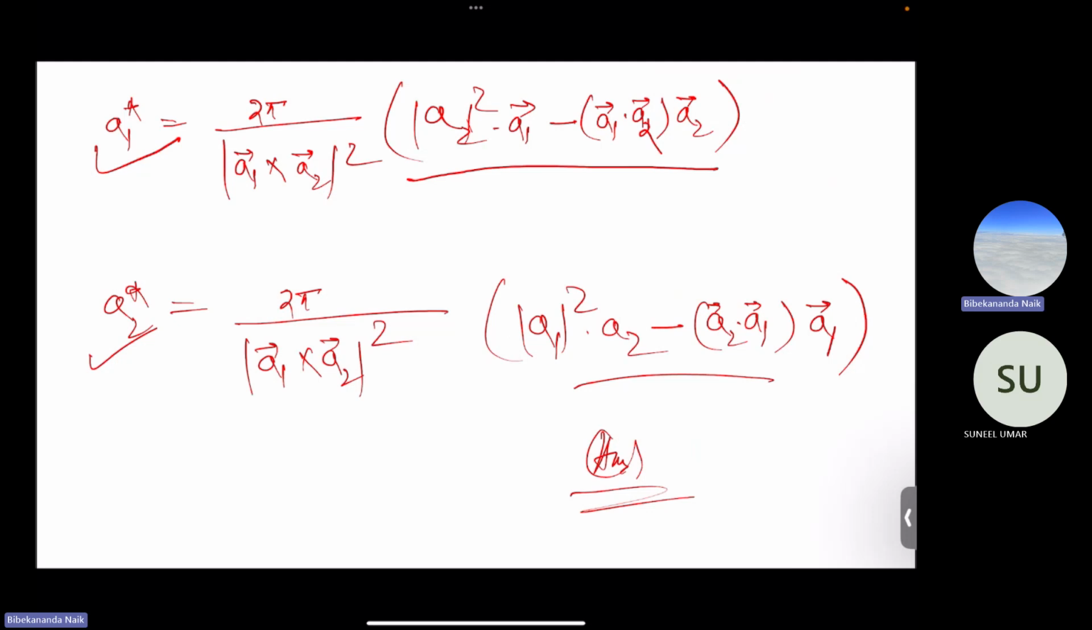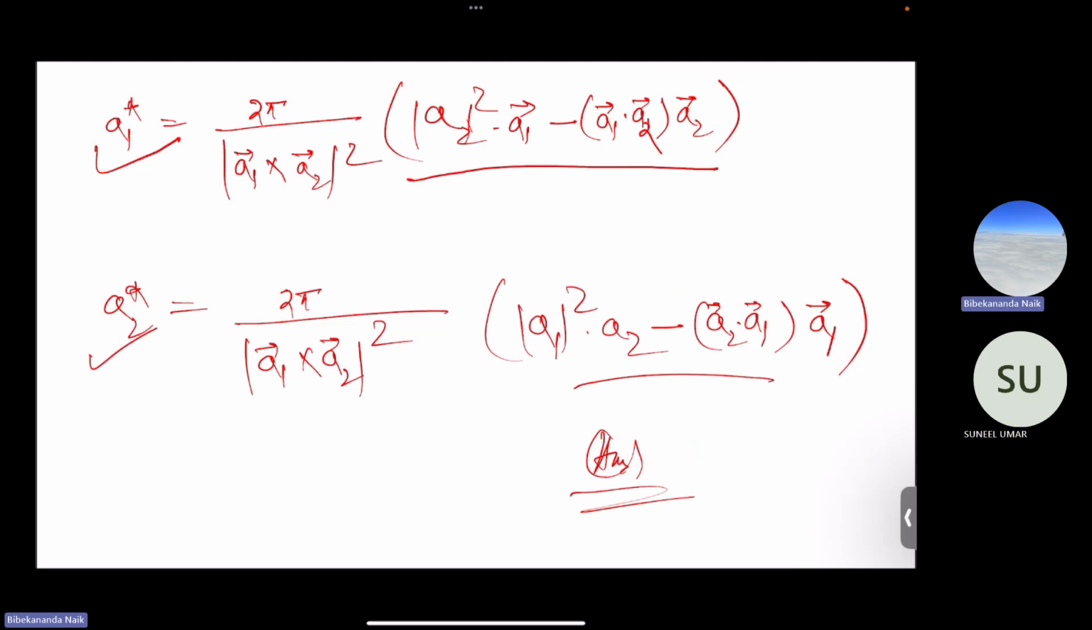So did you calculate? I don't have a calculator, so I am doing it manually. No, sir. Tell me, you don't need a calculator for this. These are small values, na?